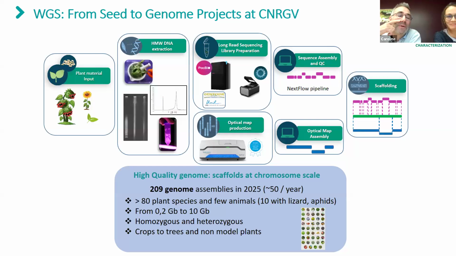And so we have done from small to large genome, like the cypress, the Cupressus, that is around 10 gigabase, and also from homozygous to heterozygous genome, and from crops to trees and non-model plants. So a large variety of plants.